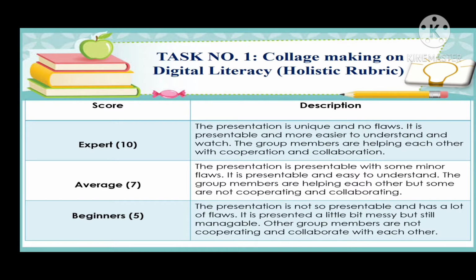These are the descriptions. In the expert, the presentation is unique and has no flaws. It is presentable and easier to understand and watch. The group members are helping each other with cooperation and collaboration. Average, which is 7 points: the presentation is presentable with some minor flaws. It is presentable and easy to understand. The group members are helping each other but some are not cooperating and collaborating. Beginners: the presentation is not too presentable and has a lot of flaws. It is presented a little bit messy but still manageable. Other group members are not cooperating and collaborating with each other.